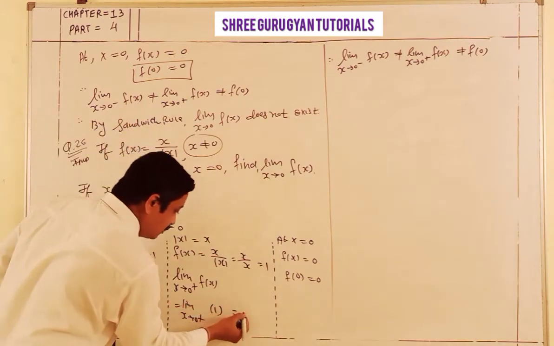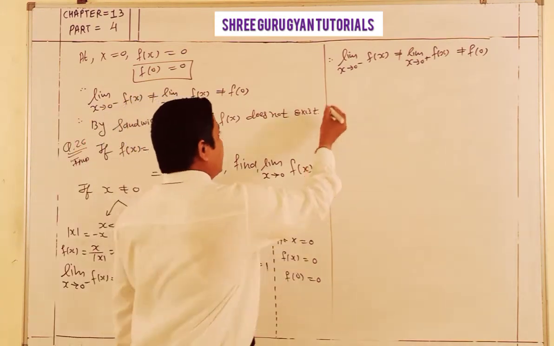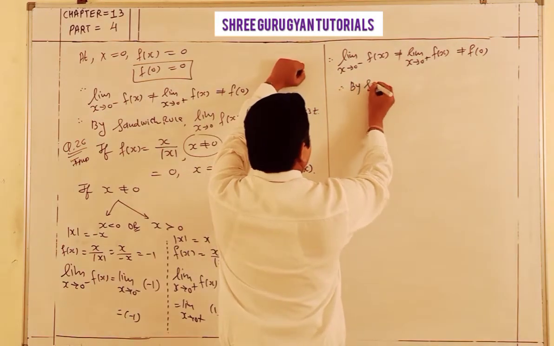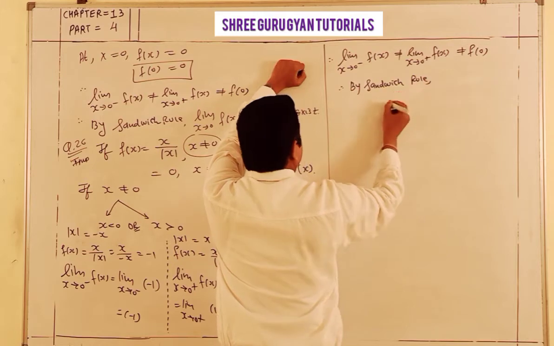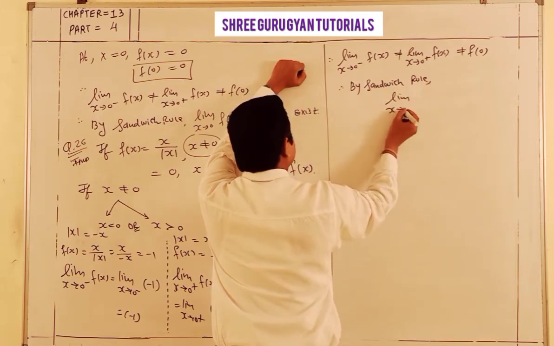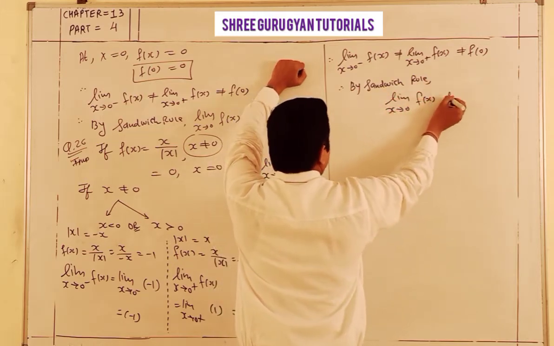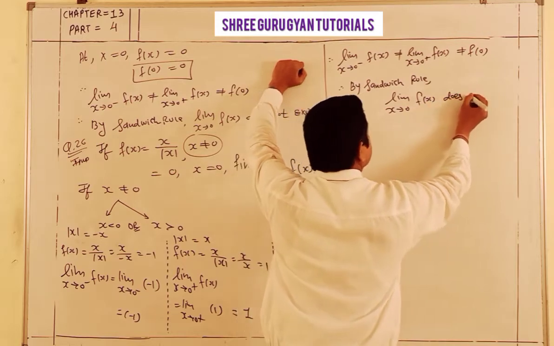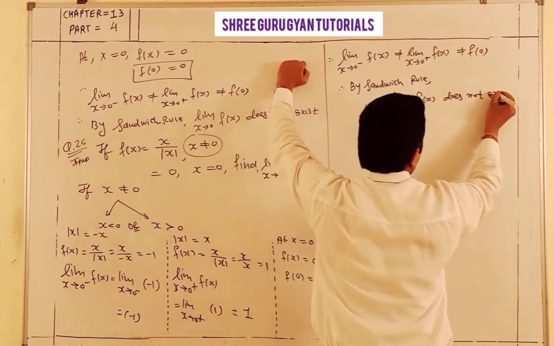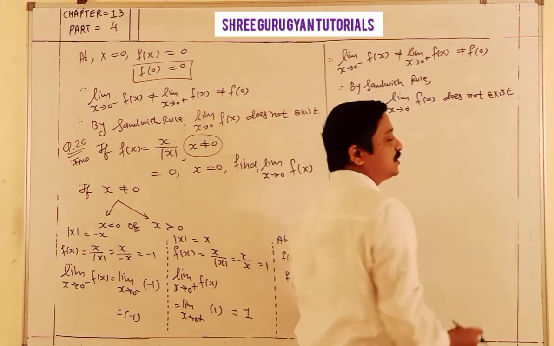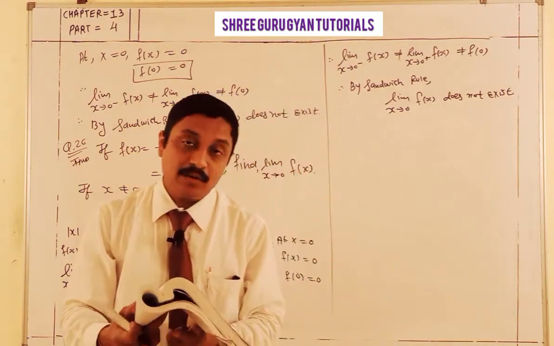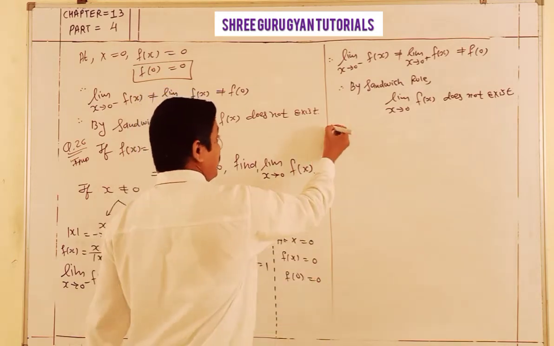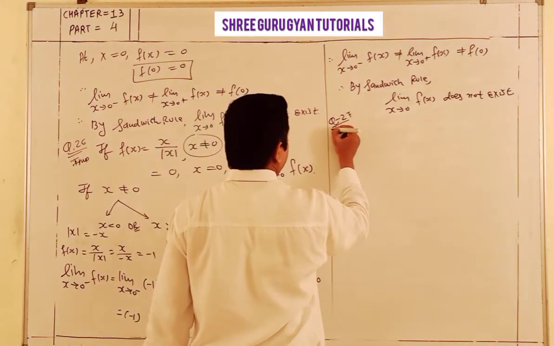This answer is 1. Therefore I finally decide by the sandwich rule that the limit as x tends to 0 of f(x) does not exist. And that's it, easily and happily students, this question is done. Now question 27, which is an important question for exam level.